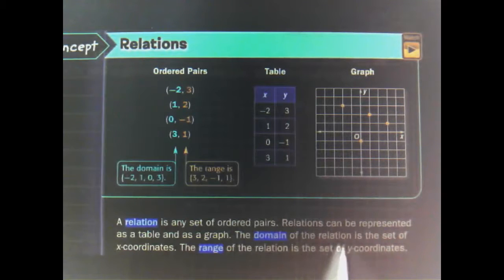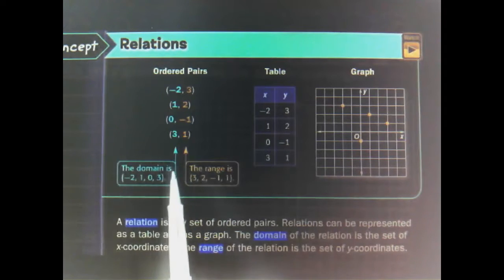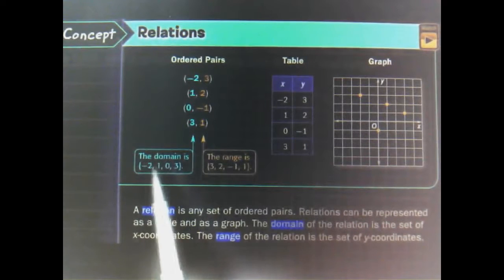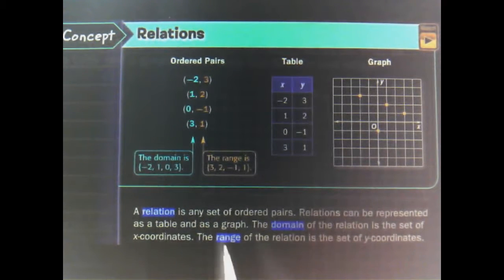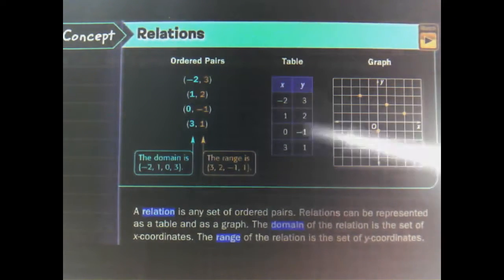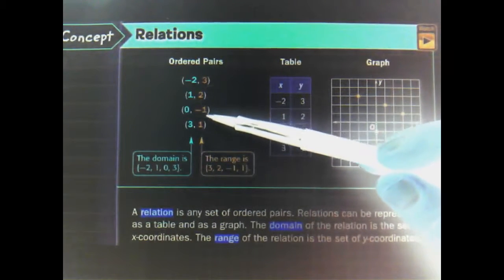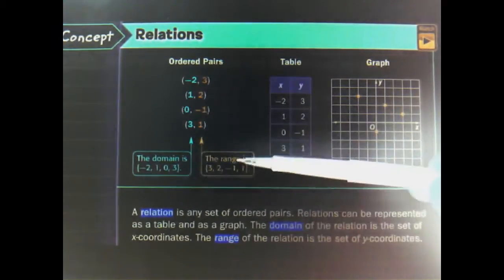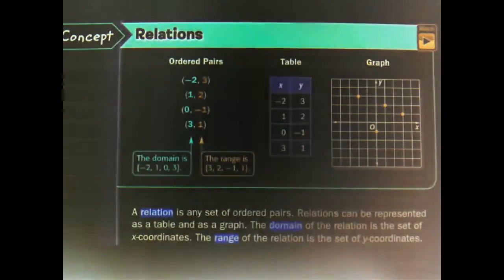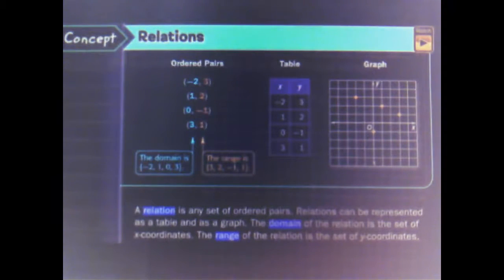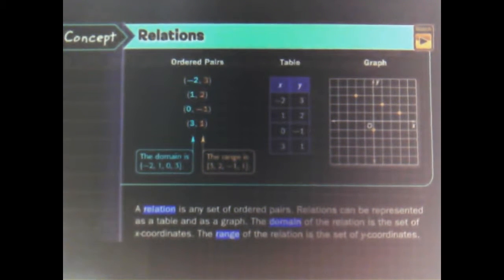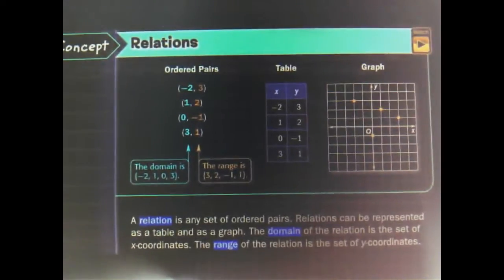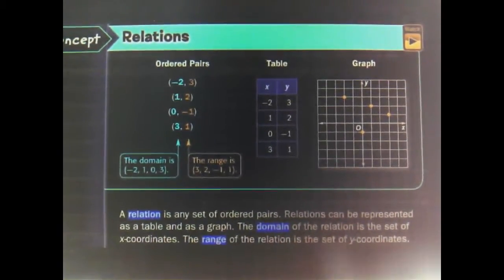The domain of a relation is the set of the x-coordinates. So the x-coordinate is the domain. Sometimes we call these the input values. Those are what we plug in to our equations. So the domain is the x values, and the range of a relation is all the set of the y-coordinates. So all these ones right here are then the range. Domain and range. So continuing on with relations, the domain is all the x values and the range is all the y.